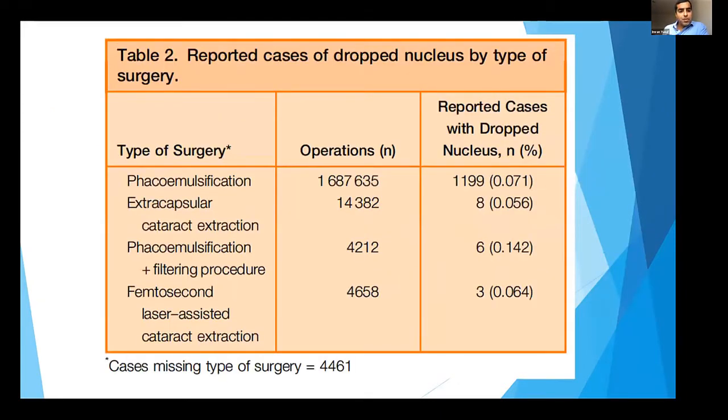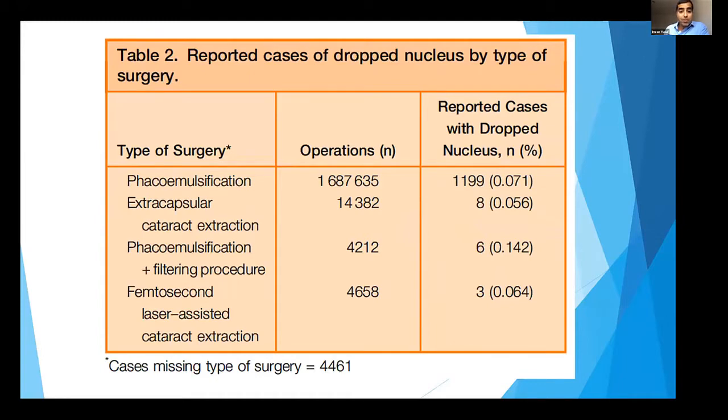Table 2 reports the different procedures which were reported within this cohort. Although you can see at the bottom that 4,000 cases did not specify what type of surgery was being undertaken, most of them do. So phaco, of course, is overwhelmingly the most common procedure.